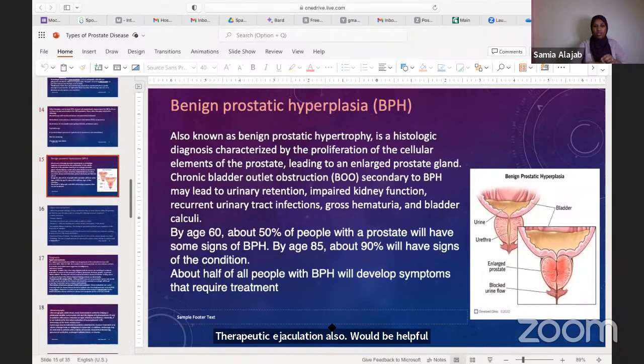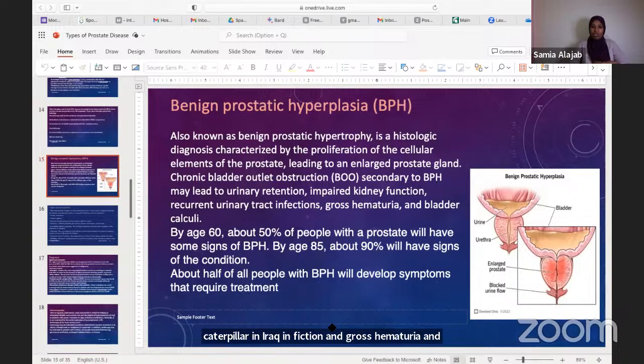Okay, so this is regarding prostatitis. Now we're going to talk about benign prostatic hyperplasia, or as we said, we can also call it benign prostatic hypertrophy. It's a histologic diagnosis, so there is a proliferation of cellular elements of the prostate, and this will lead to a large prostatic gland. Chronic bladder outlet obstruction secondary to benign prostatic hyperplasia can cause urinary stasis, impair kidney function if there is a complete block, recurrent urinary tract infection, gross hematuria, and it can also lead to renal stone or calculi formation.